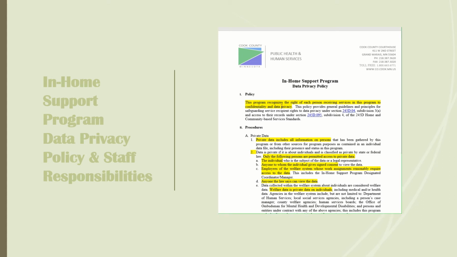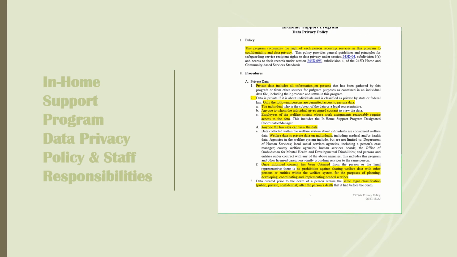So the In-Home Support Program recognizes the right of each person receiving services in this program to confidentiality and data privacy. Private data includes all information on the persons, and only the following persons are permitted access to that private data: the individual themselves or their legal representative, anyone to whom they give signed consent, employees of the welfare system whose work assignments reasonably require access to the data, and anyone the law says can view the data.